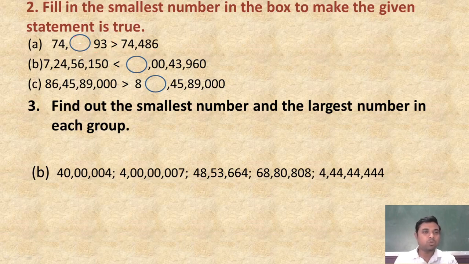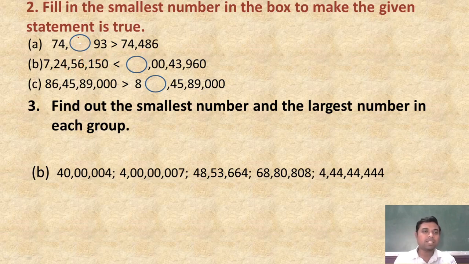Next, if you put 2, 293. Obviously it is not possible. If you put 3, this is also not possible. But if you put 4, 493 and here 486. So now this is greater. So you have to put the smallest.